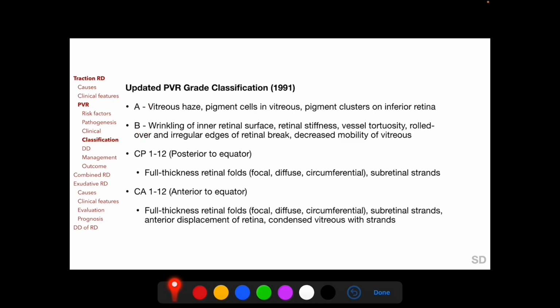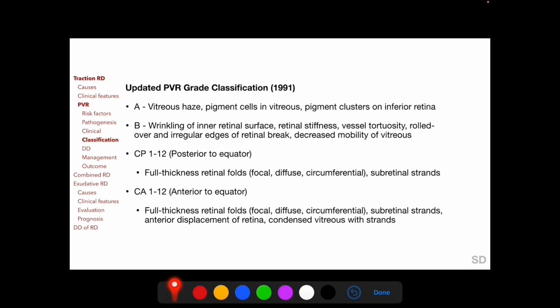Grades A and B of the updated PVR grade classification were similar to grades A and B of the original PVR grade classification, and grade C of updated PVR grade classification was further subdivided into grade C PVR posterior to equator and grade C PVR anterior to equator, with 1 to 12 representing the number of clock hours of involvement with grade C PVR.